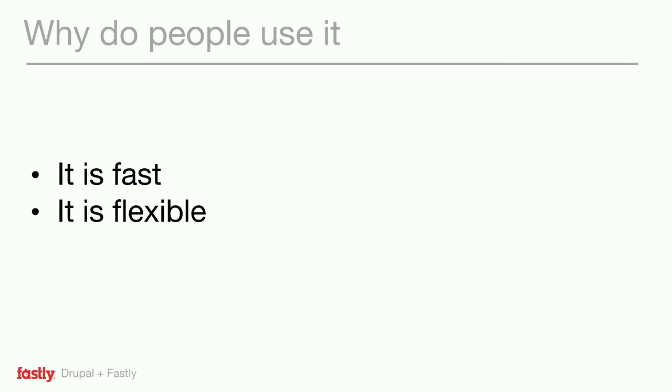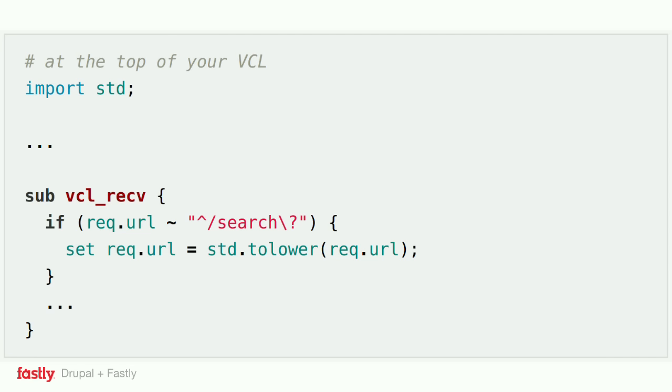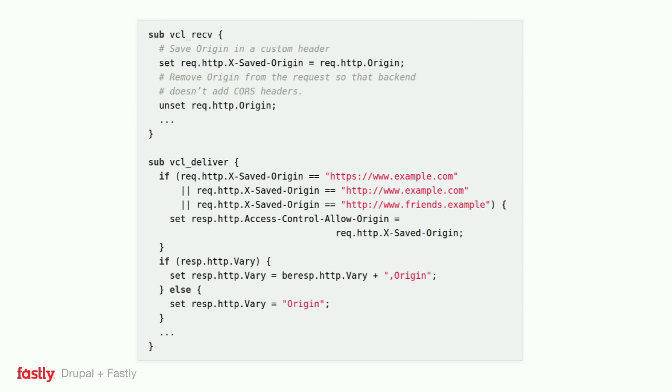Why do people use it? It's fast, it's flexible. It allows you to do certain things like this. This is a really quick thing: if the URL of the request starts with /search, then lowercase it. It's just a little programming language that you use to configure Varnish, called VCL, the Varnish Configuration Language. It allows you to do a whole lot of simple things like this, or slightly more complex things like this.